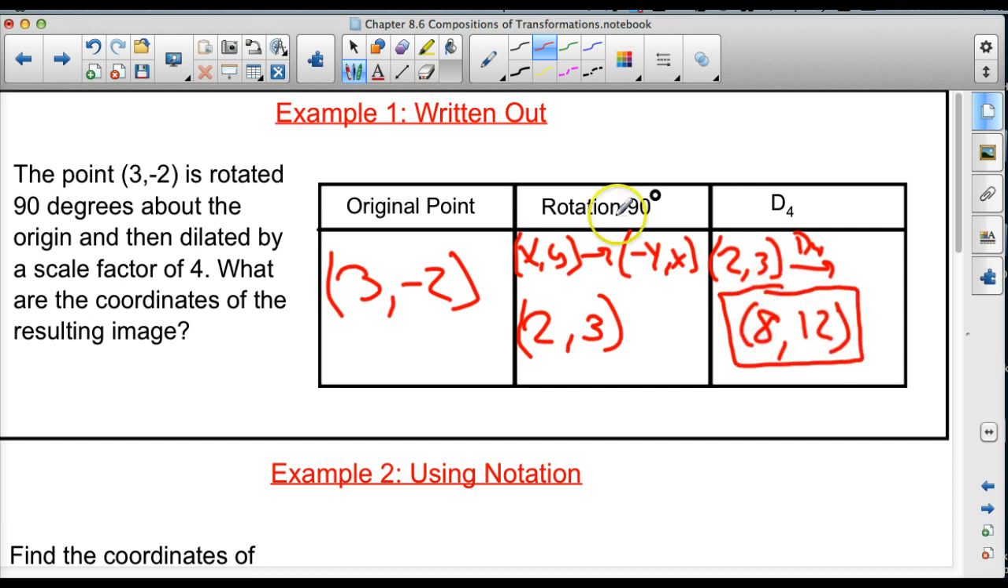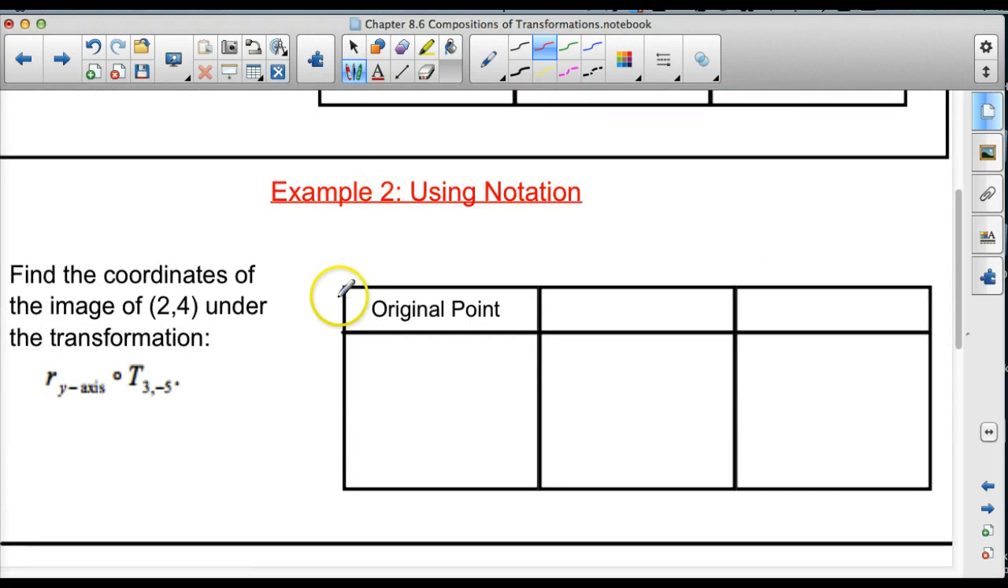All right. So we do our first transformation, and then whatever answer or point that we get, that's what we move on to the next step with. All right. So example 1, having it written out in English for you. Example 2 is when they give you the actual notation. So let's take a look.